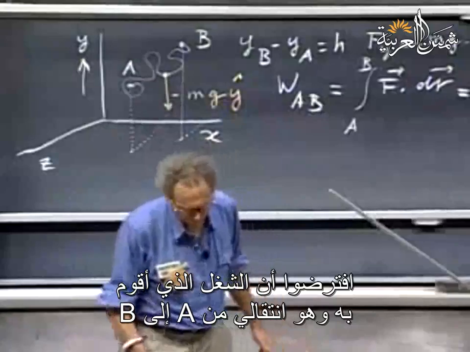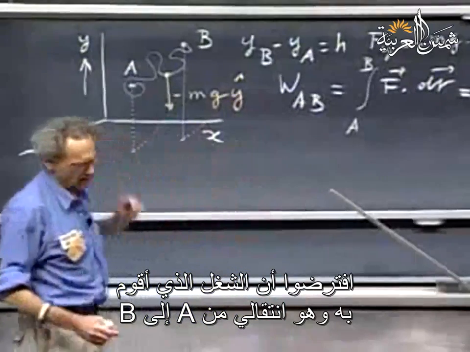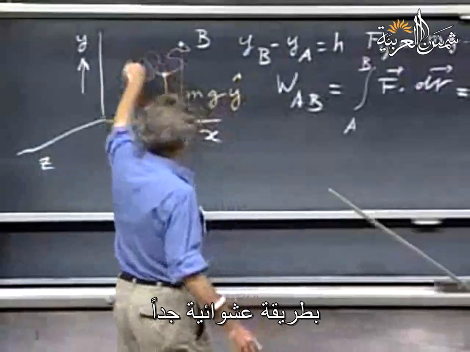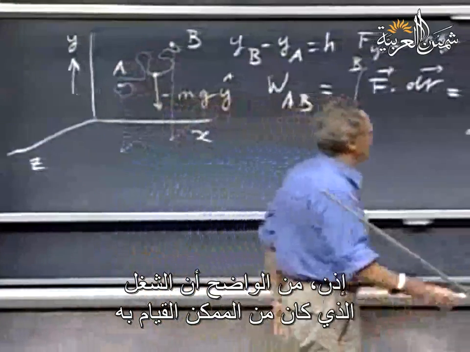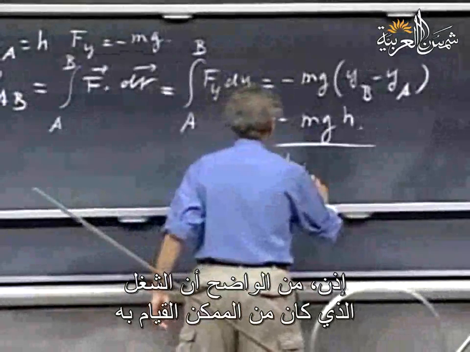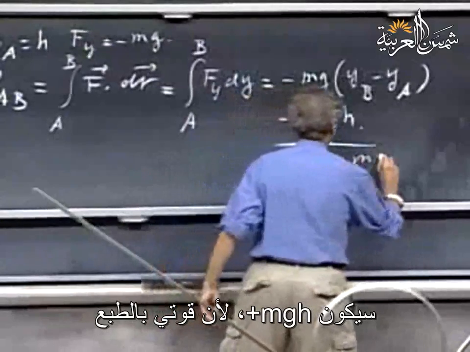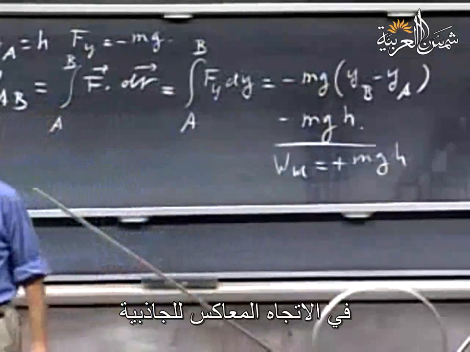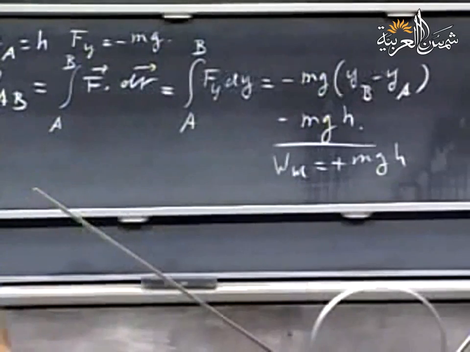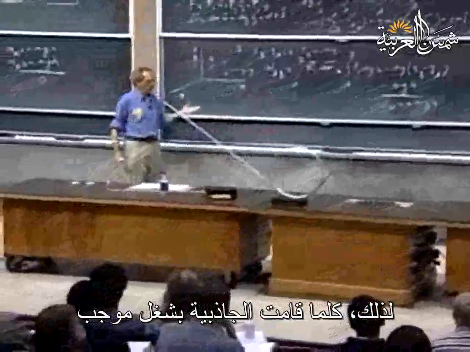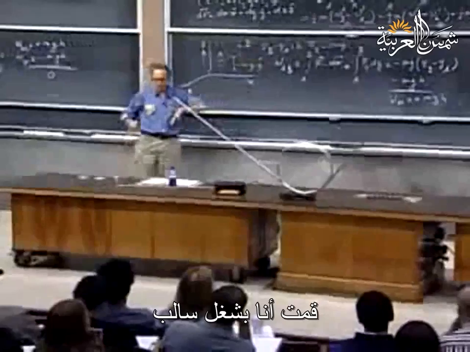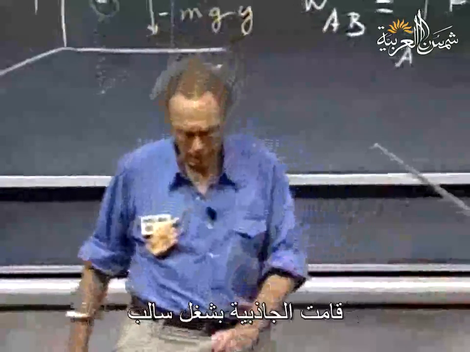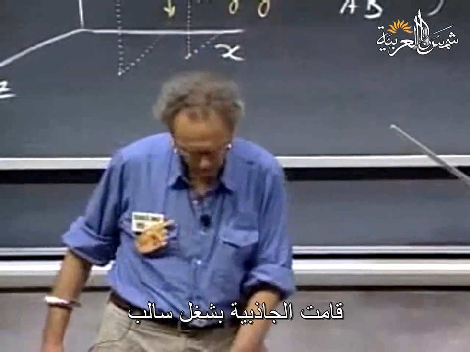Suppose that I do the work, that I go from A to B in some very strange way, then it is very clear that the work that I would have done would be plus mgh, because my force, of course, is exactly in the opposite direction as gravity. So whenever gravity is doing positive work, I would be doing negative work. If I hold it in my hands, when I'm doing positive work, gravity is doing negative work.